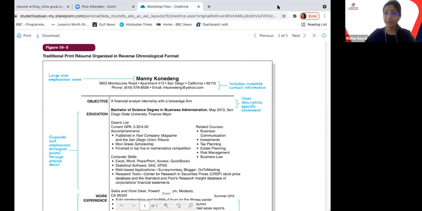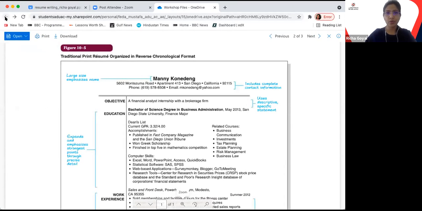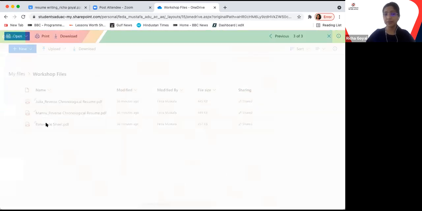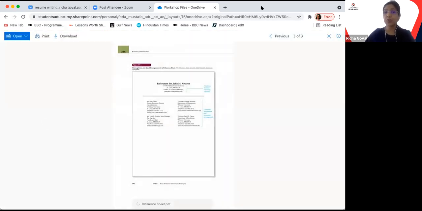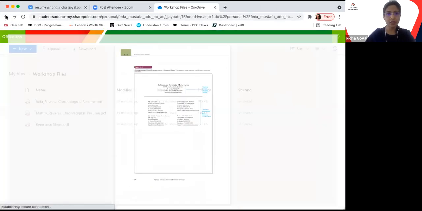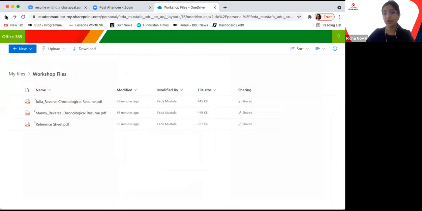You have 3 files here. First one is Julia's resume, second is Manny's resume, and third is the reference sheet. This is how you create your reference sheet. So anytime you have to create your resume, you can look at these and mirror the style. Obviously you have to change it based on what you have, but this is the basic layout and structure, which you can keep in mind while developing your own resume.